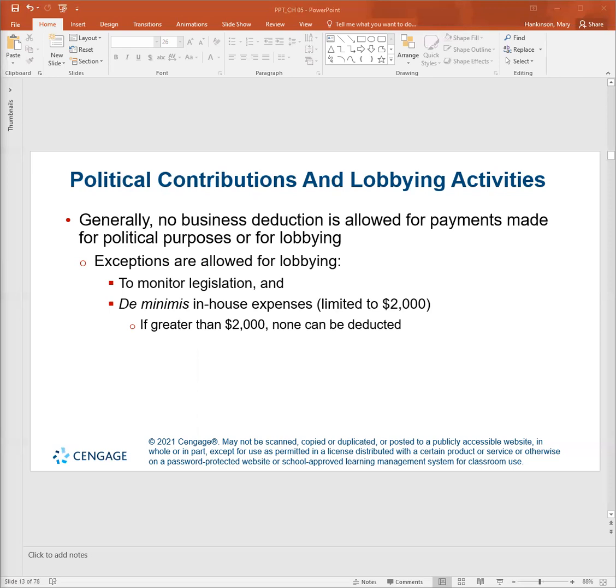So there are two special rules related to the disallowance provisions. First, the disallowance provision does not apply to activities devoted solely to monitoring legislation. Second, a de minimis exception allows a deduction of up to $2,000 of annual in-house lobbying expenditures incurred by the taxpayer. In-house lobbying expenditures are those paid or incurred directly by the taxpayer rather than amounts paid to professional lobbyists or other third parties. So if in-house expenditures exceed $2,000, none of the in-house expenditures can be deducted.